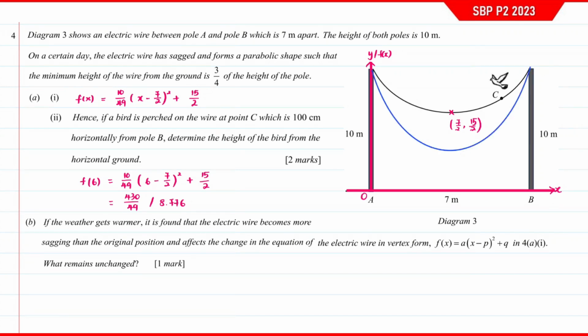As the electric wire becomes more sagging, as shown here, the shape of the parabola will become narrower. Then this is going to affect the a. And now, here will be the new minimum point. So here the x coordinate of the new minimum point will remain the same as 7 over 2. But the coordinate of the y will become smaller. Therefore, Q will also change. So in this case, what remains unchanged will be the P, which is the x coordinate.